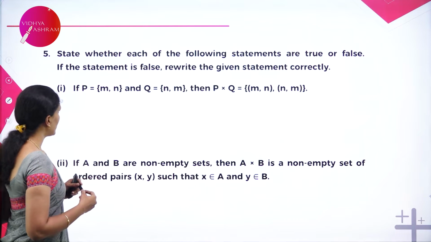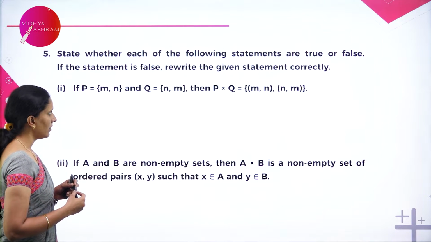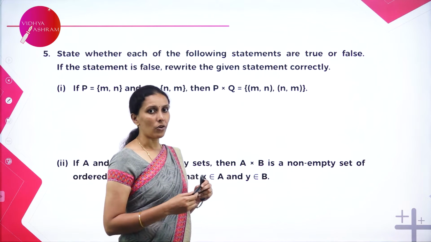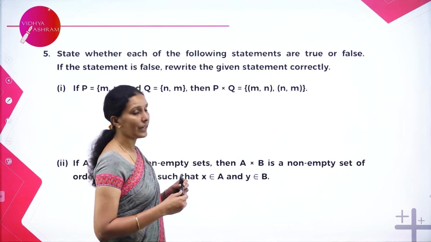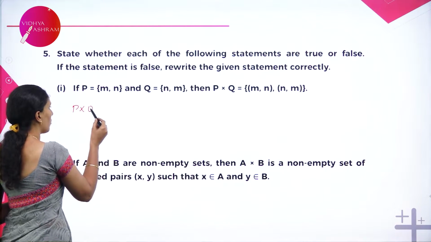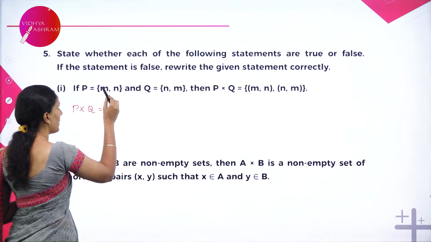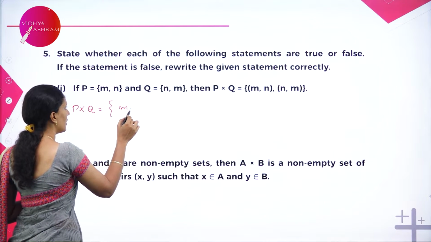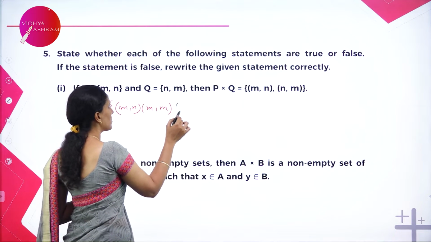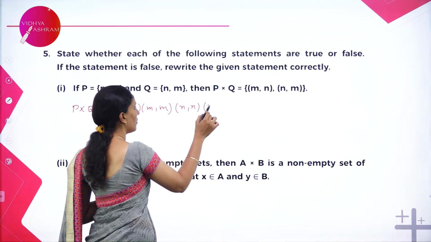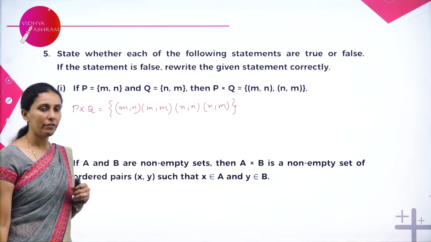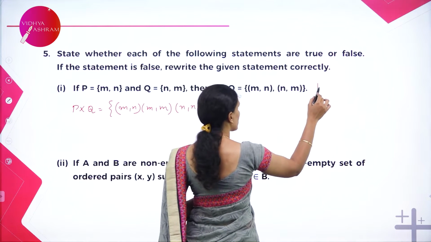So the first statement says, if P is {M, N} and Q is {N, M}, then P cross Q is {(M, N), (M, M)}. So let us write the Cartesian product of P cross Q. First pair M with Q, we will get (M, N), (M, M). Next we will get (N, N), (N, M). But here they have given only two elements, therefore the given statement is false.